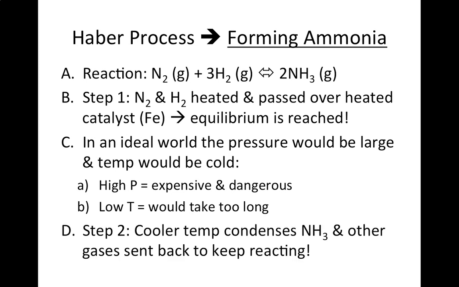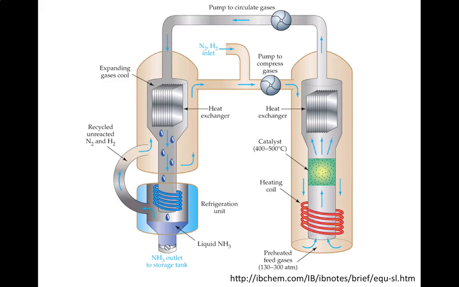The second step, we take cooler temperatures, which condenses the NH3, we get that NH3 liquid out, and the other gases are sent back to keep reacting. So we have an image here. A common one, if you type in Haber process, you'll see something like this. We've got the gas being fed in, it reacts, goes over the iron catalyst, we start cooling it, some of it's going to get condensed, some of it's going to go back into reacting, and it's just going to keep going on and on until we get just ammonia.